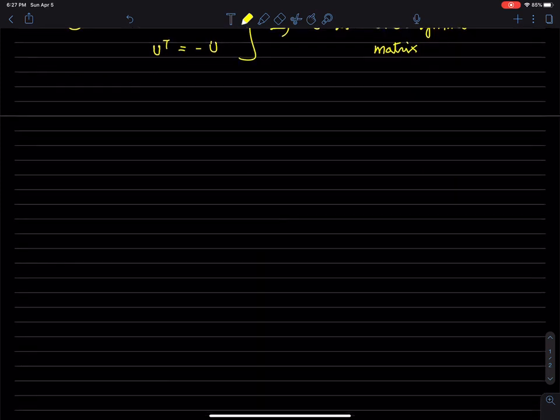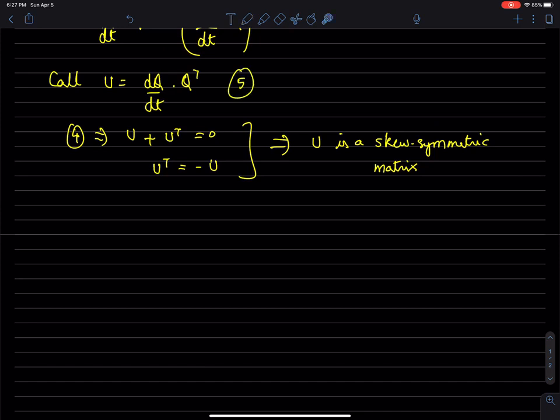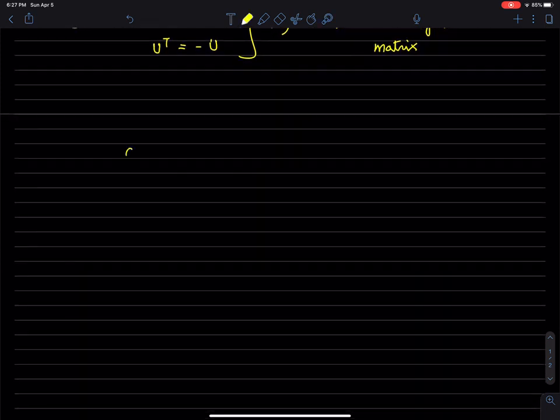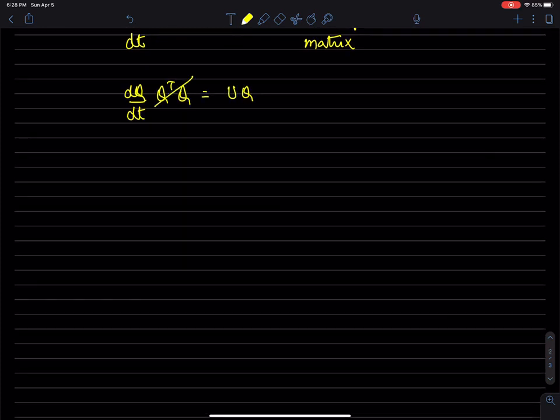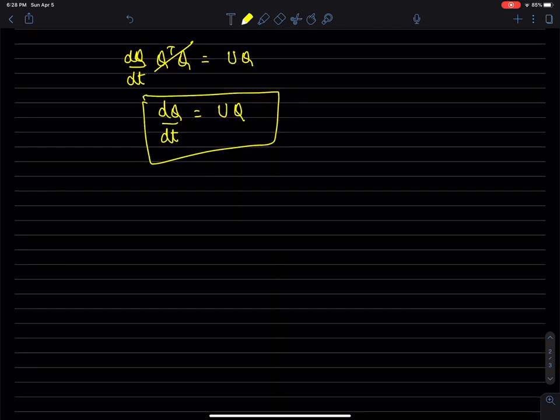Okay, so what do we say? Let's call this equation 5. In equation 5, we are basically saying that dQ by dt Q transpose equals U, which is a skew symmetric matrix. That's what we have shown. Multiplying both sides by Q, of course Q transpose and Q when multiplied give the identity. So dQ by dt, in other words, the rate of change of the rotation matrix, is a skew symmetric matrix times the rotation matrix Q itself. Okay, so that's an expression that we've just derived.